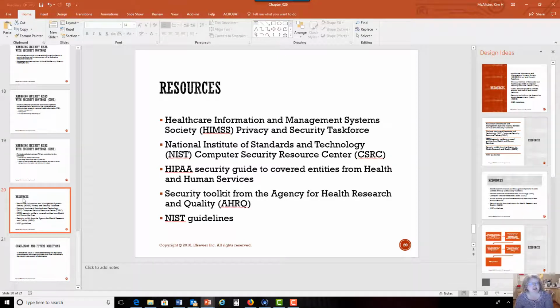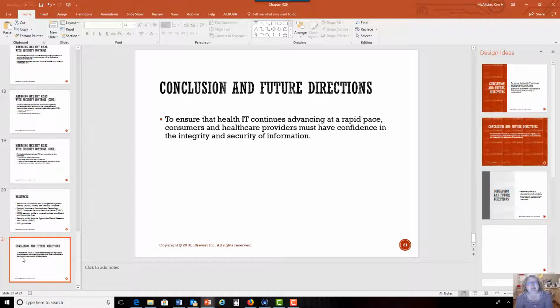And here you have a list of resources that you can look at for more information about this. And then because IT develops at a rapid pace, we have to keep track of that. So if you have an electronic health system, you've got to always be working and making sure that the patient's information is protected and that confidentiality is maintained. And this can be really hard in this day and age.